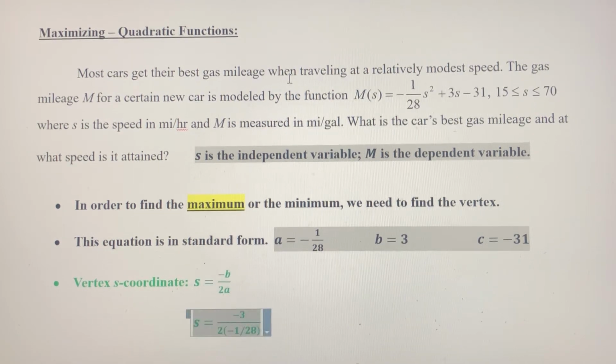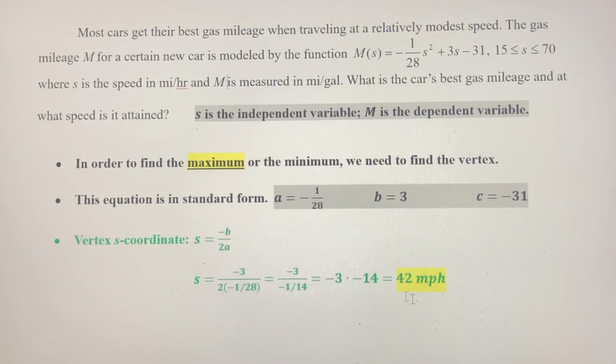Okay, so let's plug in the values. We've got negative 3 over 2a. In the denominator, that simplifies to negative 1 over 14. And then I'm going to multiply by the reciprocal, which gives me negative 3 times negative 14, which gives me a speed of positive 42 miles per hour. If you got a negative value here, you know you made a mistake. The speed has to be positive in this case. So this is the x coordinate, or the s coordinate in this case. This speed is going to maximize our gas mileage.